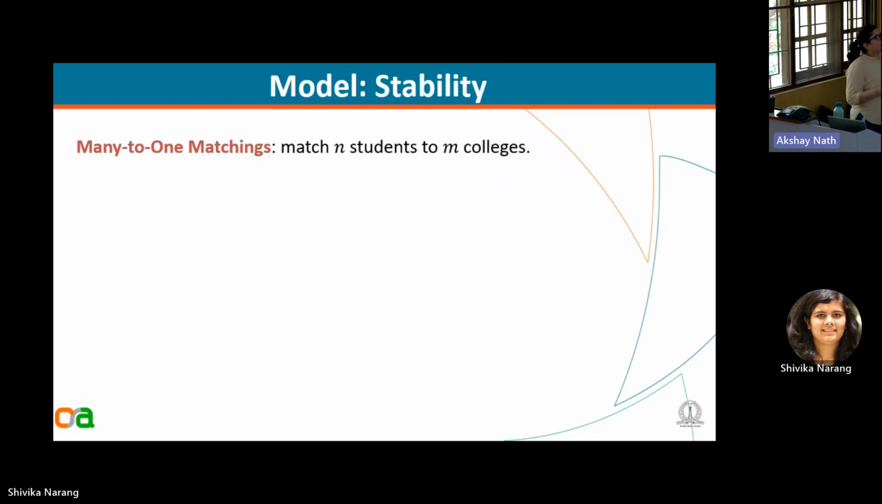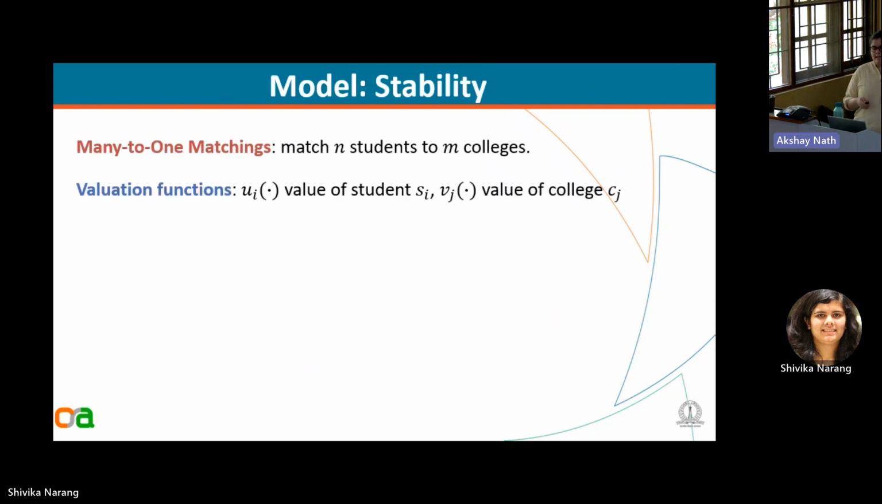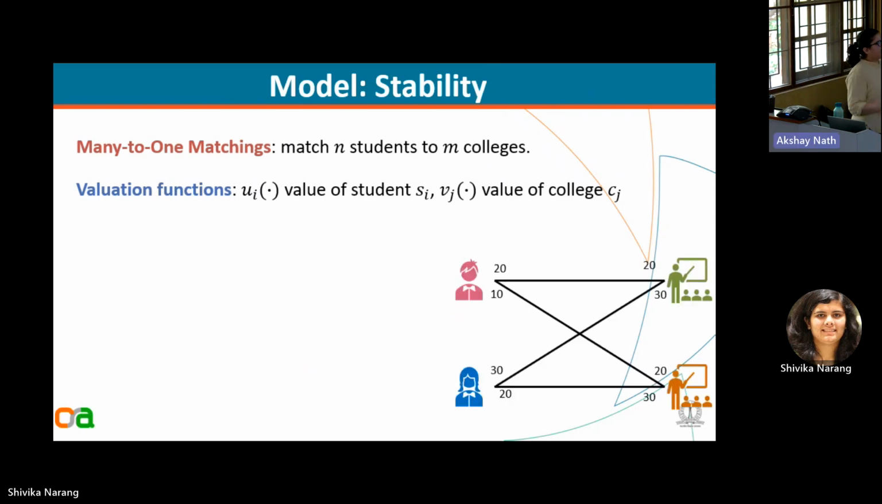So in our matching, we want to match N students to N colleges. And we assume we have, again, numerical values for these settings. So again, quick example: you have a pink student, a blue student, a green college, and an orange college. So you say, okay, Shivika, last time you were talking about similar values. Let's give both the students a value of 20 and match the pink student to the green college and the blue student to the orange college, right? There's a problem here.